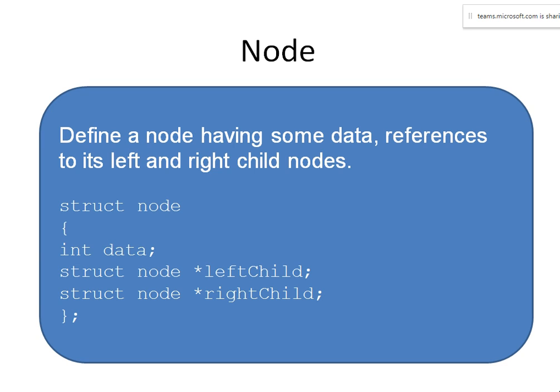Okay, so here we have the source code through which we can create a node. The first requirement is to create a node, and only then can we add values to the node. So first you need to define a node having some data and references to its left and right child nodes. Here we have a structure into which we have certain values like data, then we have pointer values for the left child and the right child. This is a self-referential structure.